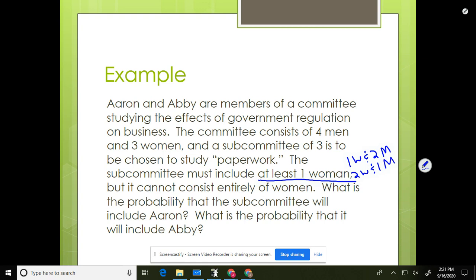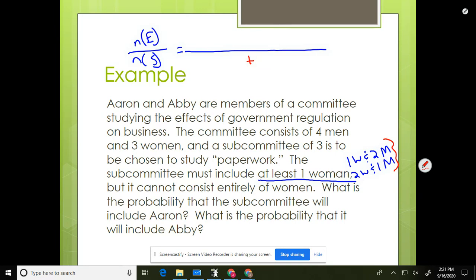So including Aaron, again, think number in my event over number in my sample space. In my sample space, so my denominator, we have to think about these things. So 1 woman and 2 men. So that's one way I can do it, and then 2 women and 1 man is my other way. So you're gonna have 2 separate things in our denominator here that we're gonna add together.